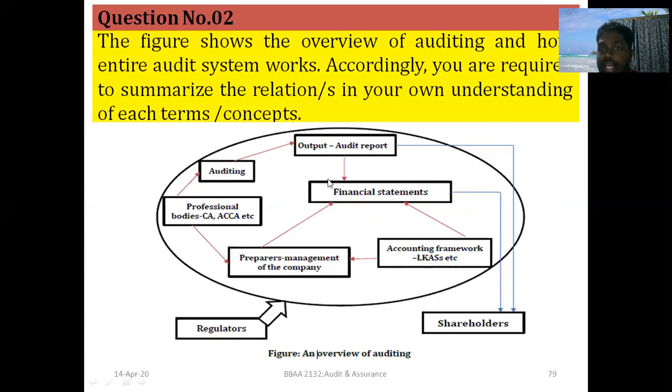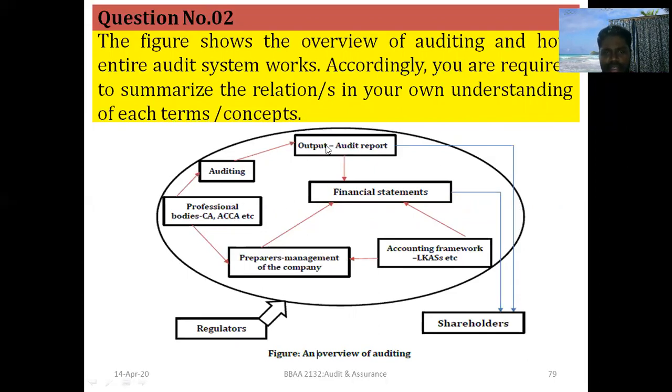Then Amanda clearly explained the relationship between these rectangles. Rectangles are there, and each arrow indicates the meaning of something. When you look at this diagram, the question says you are required to summarize the relation or relations in your own understanding of each term or concept. How many terms are there? 1, 2, 3, 4, 5, 6, 7, 8. This kind of question you can also expect for your final paper, 10 marks or 12 marks, minimum 8 marks. Very simple one. Don't think too much here.